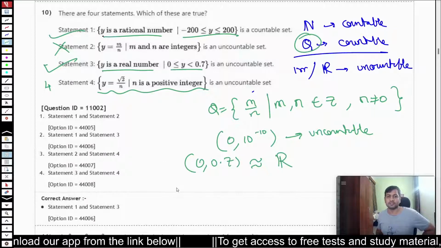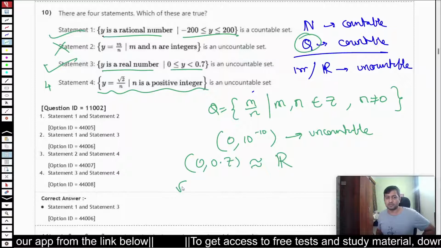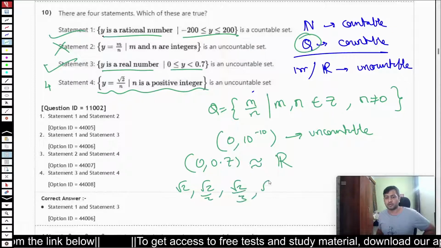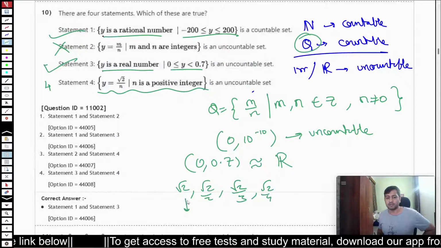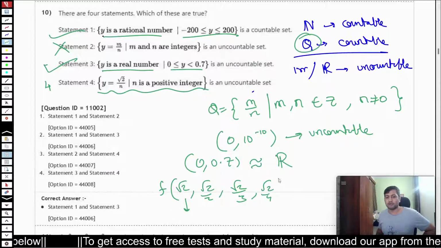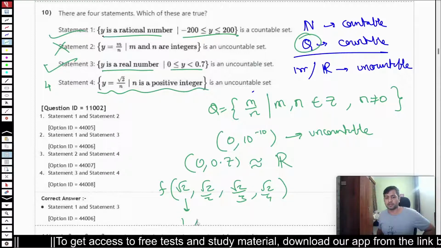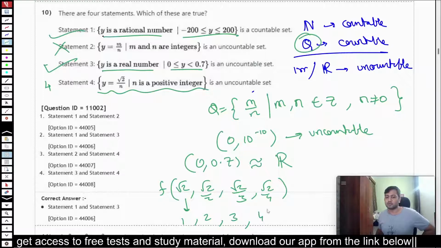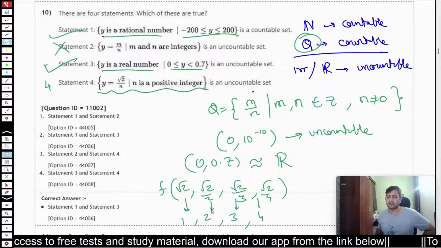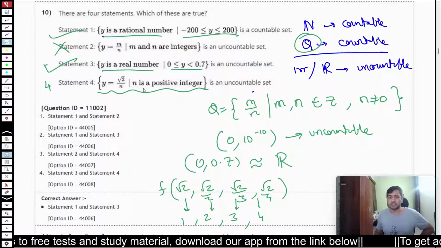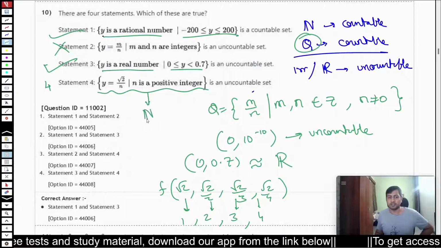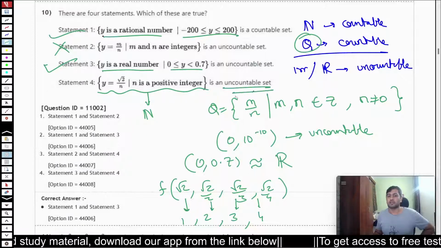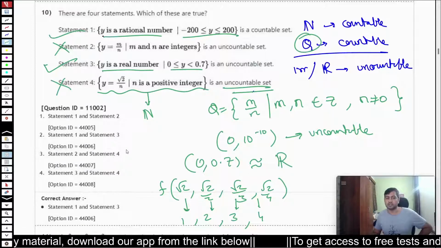So what is this set going to be? So this is going to be root 2 comma root 2 by 2 comma root 2 by 3 comma root 2 by 4. So you can make a 1-to-1 function. Okay, so f of root 2 is 1, f of root 2 by 2 is 2, f of root 2 by 3 is 3, f of root 2 by 4 is 4, and so on. Okay, so you can construct a 1-to-1 function from this set to the set of natural numbers. So that's why this particular set is countable. पर यहाँ पे कह रहा है कि this is uncountable. So that's why this is wrong.